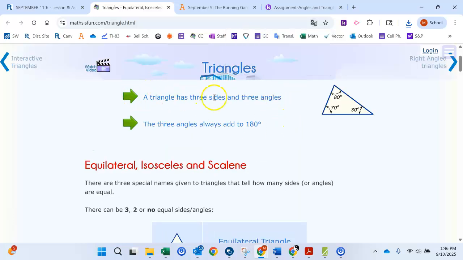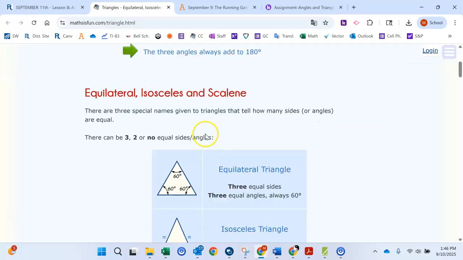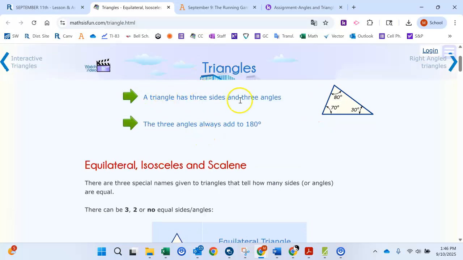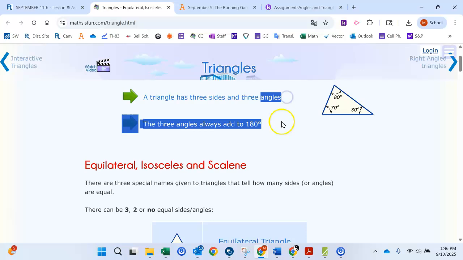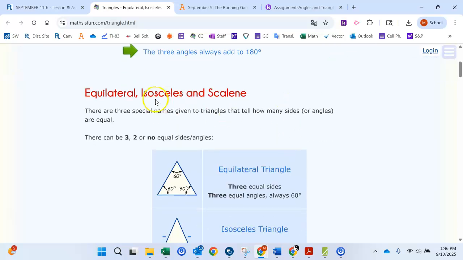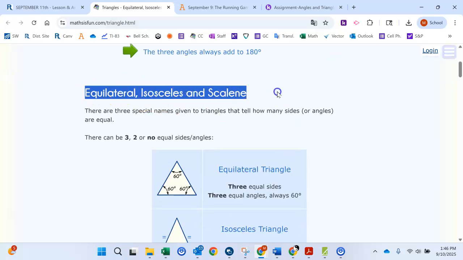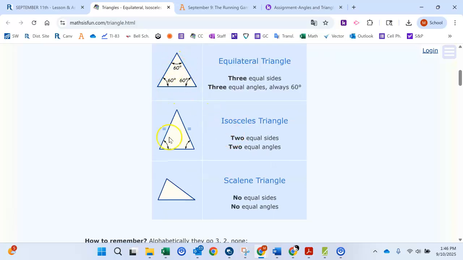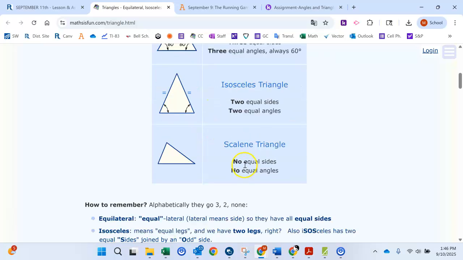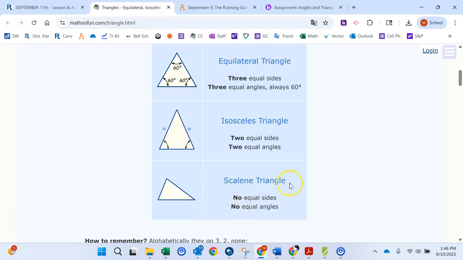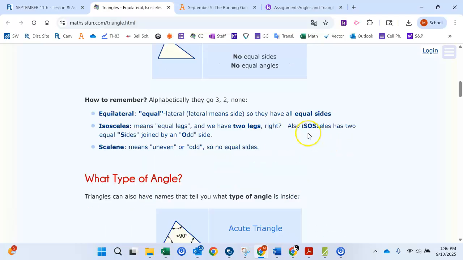So make sure you read through this, look at the diagrams. So it's very important to understand about triangles, about angles and triangles. That's what we're learning today. There's different kinds of triangles based upon the angles that they have, okay? So make sure you read all these and understand those, okay?